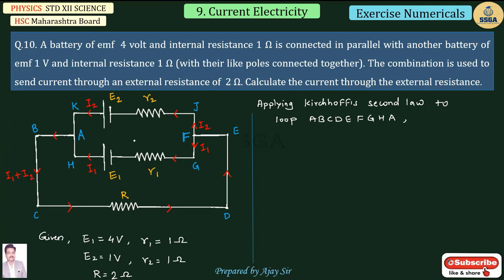While tracing this loop from A, B, C, D, in this arm the current is I1 plus I2. Therefore the potential difference is I into R, that is IR. Since the direction of tracing and the direction of conventional current are the same, this is negative.